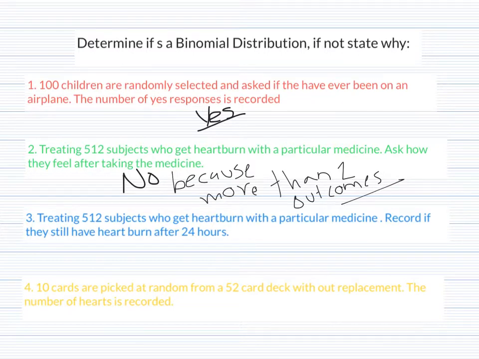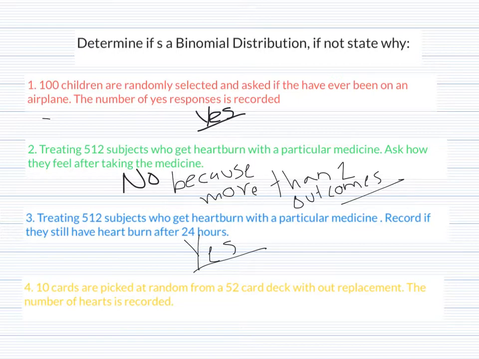All right, now let's look at the third question. We're going to change that question up a little bit and say we treat the 112 subjects, so we know we have a fixed number, and we record if they have heartburn after 24 hours. So in this case, they're either going to have heartburn or they are not. Because of how we changed that problem, we've changed question 2 into a binomial distribution. So this would be yes.